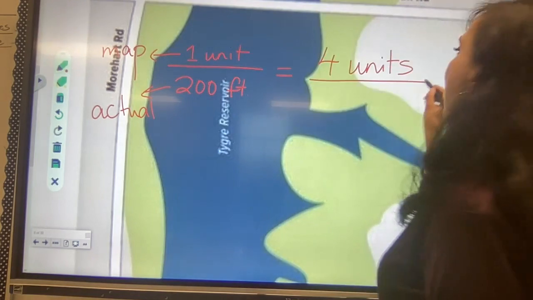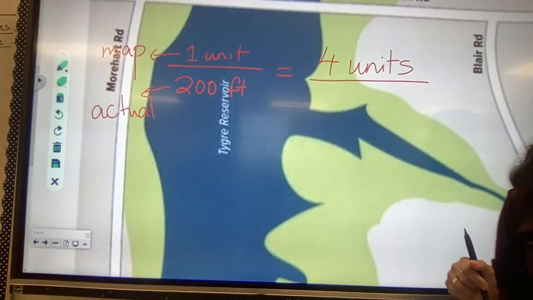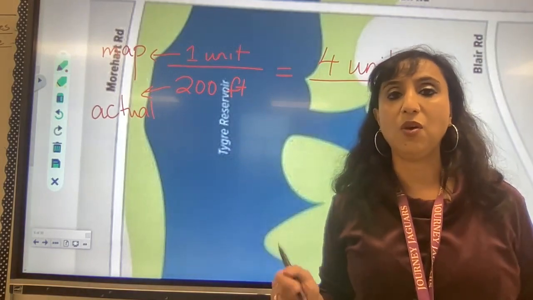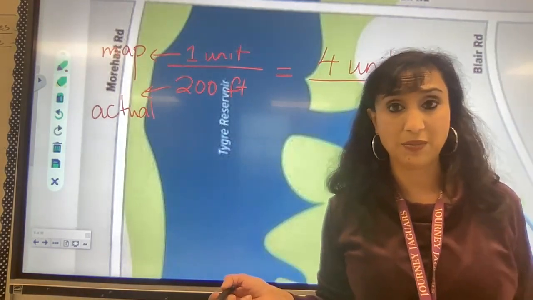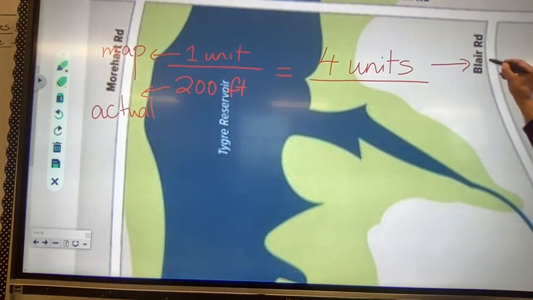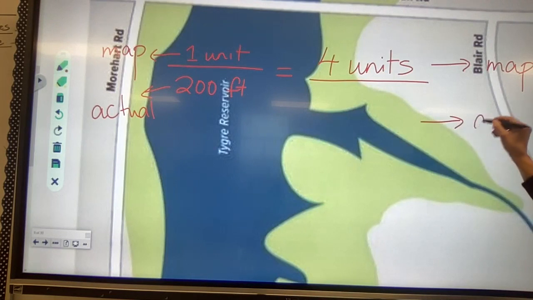And so we're going to make an equivalent ratio in order to calculate this. An equivalent ratio will help me know what the actual measurement is going to be. And so again, the 4 units is what? This is on the map. So what would the actual distance be?